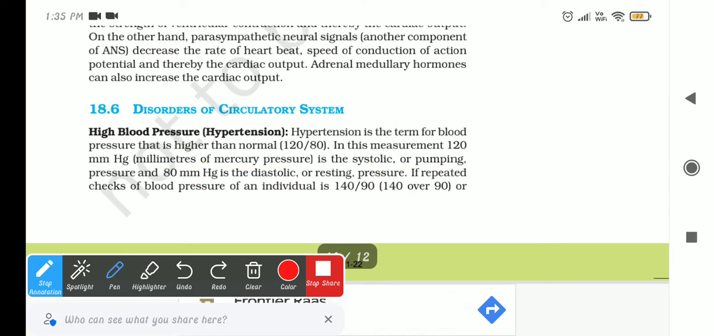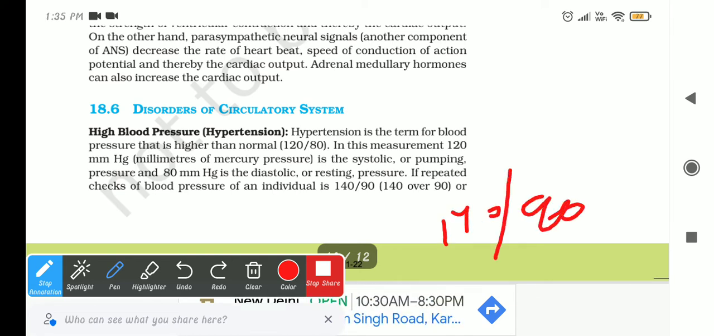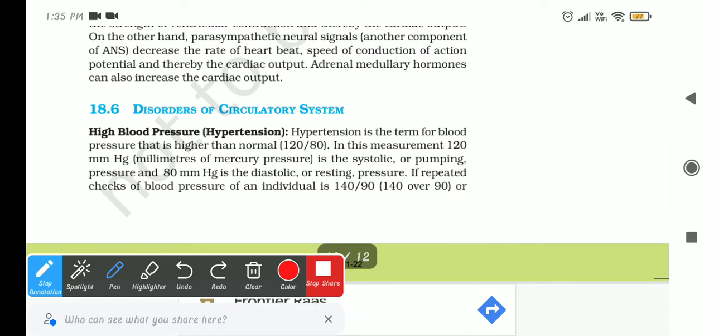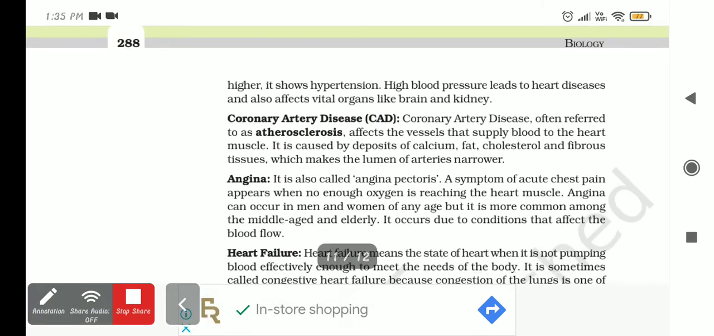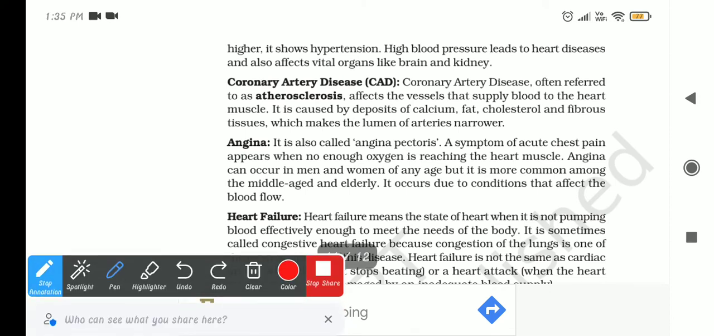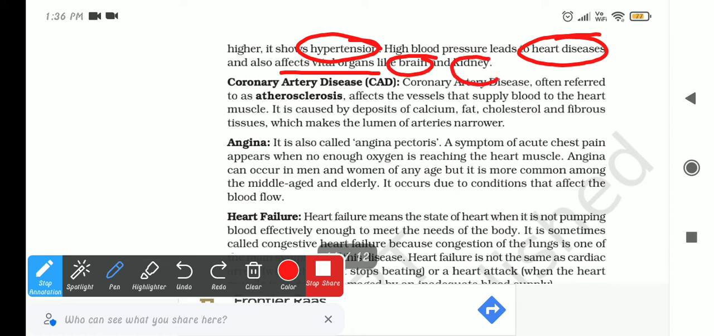If repeated checks of blood pressure of an individual show 140/90 or higher than that, it shows hypertension. High blood pressure leads to heart disease and can also affect our vital organs, like our brain or kidney. So it is important to take care of ourselves, as hypertension can lead to disorders in your brain and kidneys.